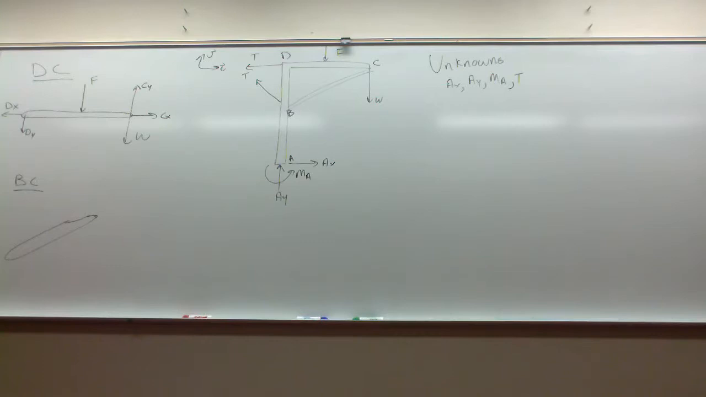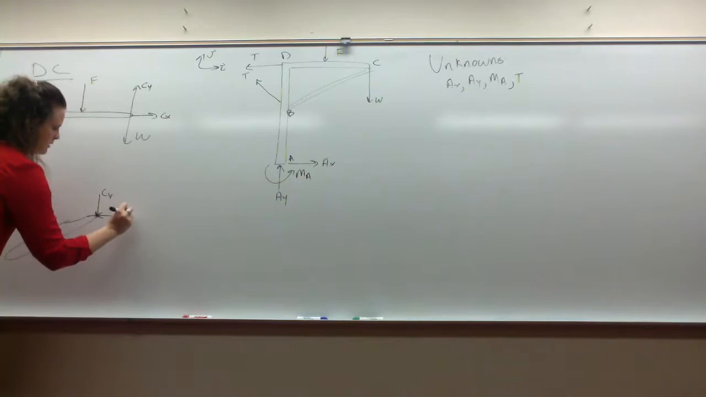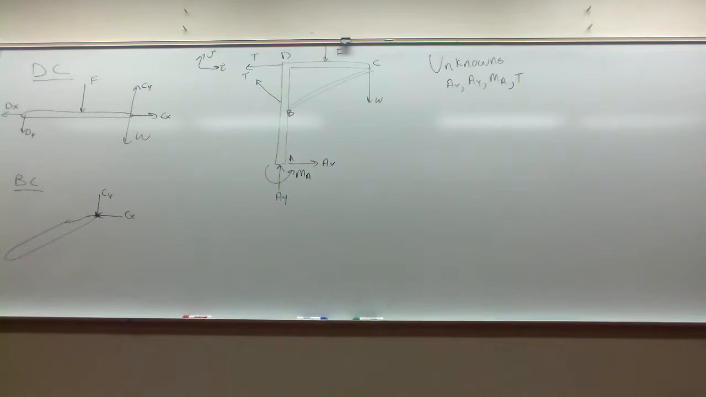So if I look at member BC, and I draw my constraint forces at C, they now need to be equal and opposite, right? In order to satisfy equilibrium or Newton's second law, these need to be equal and opposite. Okay? We also have constraint forces at B. I'll draw BX and BY. Okay.